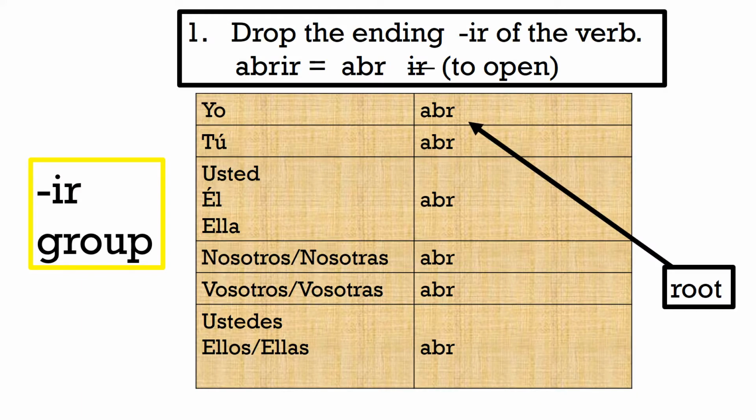Now we are going to learn how to conjugate the verbs ending in IR, which is the last group. And in this example, we are going to use abrir, which means to open. So first thing we have to do, drop the IR. And then write the root of this verb in all the pronouns. Again, being careful that we are writing all the letters on this root. So in this example, it's going to be ABR in all the pronouns.